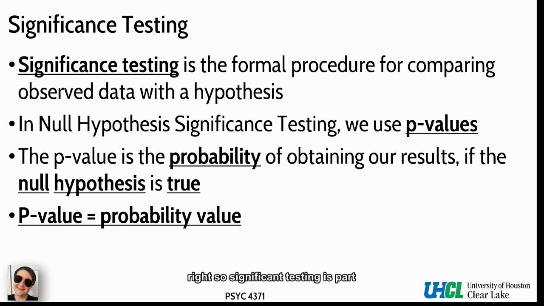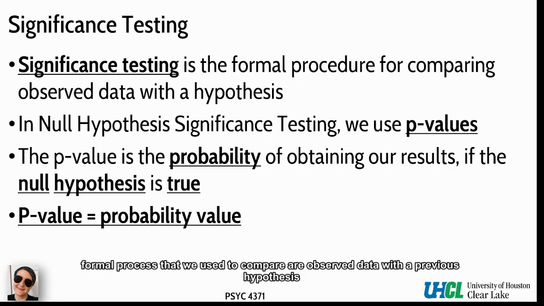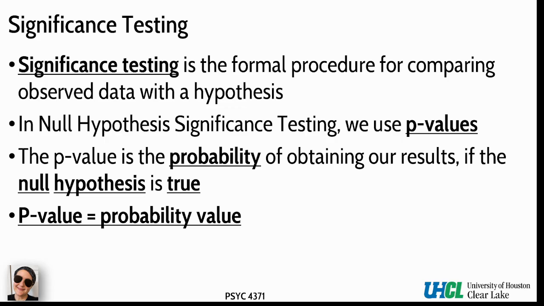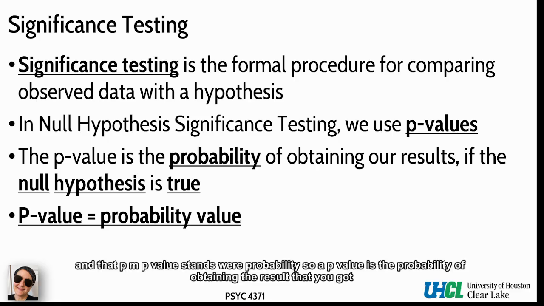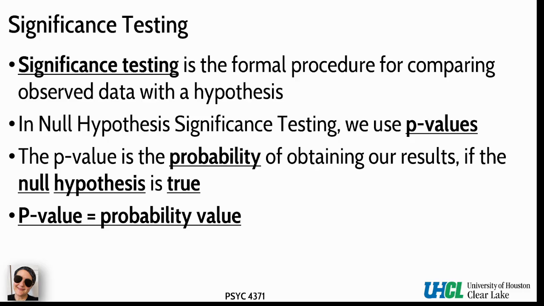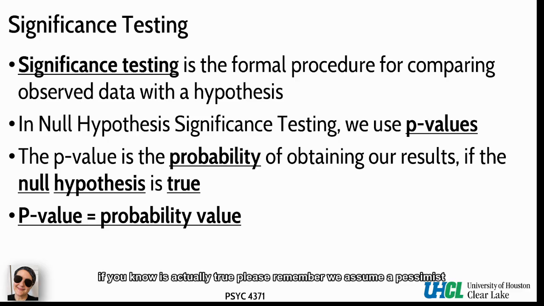All right, so significance testing is part of our hypothesis testing procedure, and it's a formal process that we use to compare our observed data with a previous hypothesis. And when we go to actually do our comparison, we're interested in p-values. And that p in p-value stands for probability. So a p-value is the probability of obtaining the result that you got if your null is actually true.